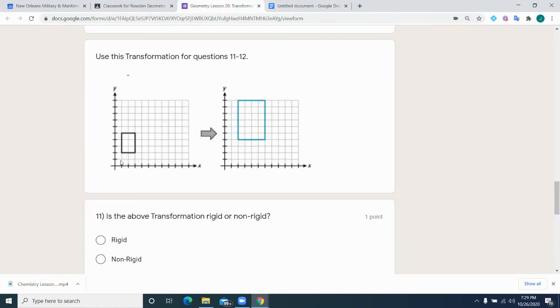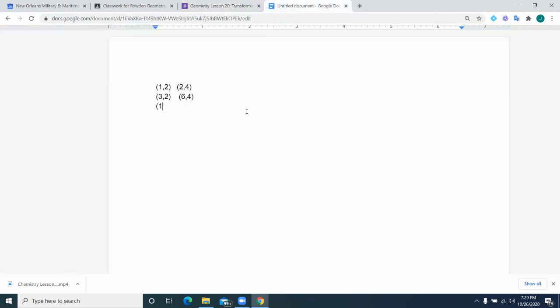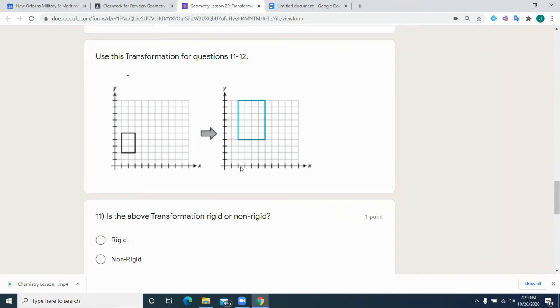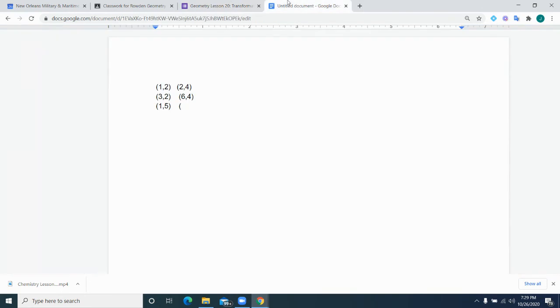X is 1. Y is 5. So 1, comma 5. And then let's look at the upper left right here. So x is 2, y is 10. So we go to 2, comma 10.